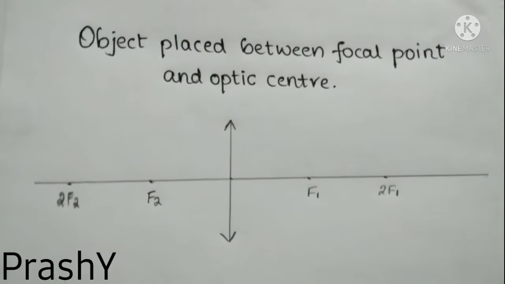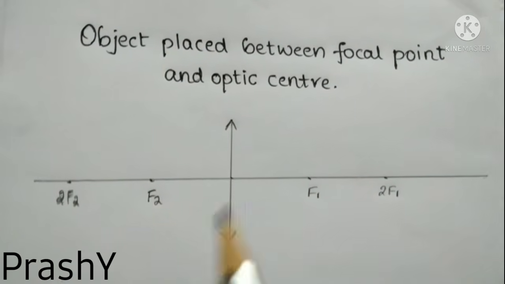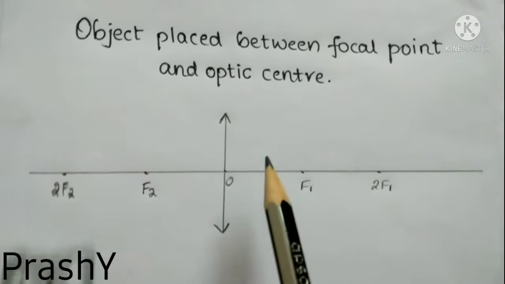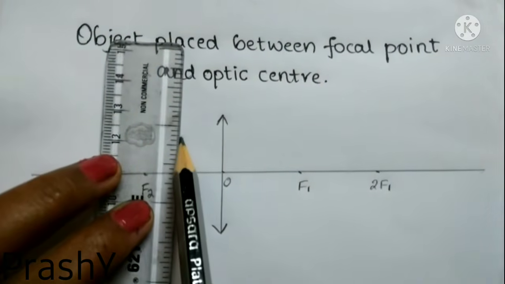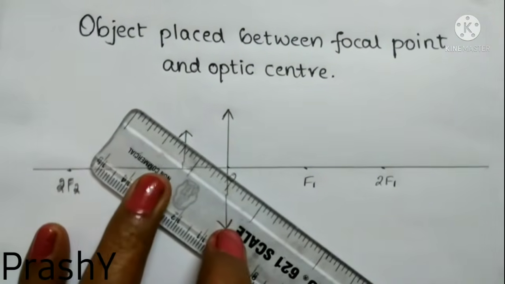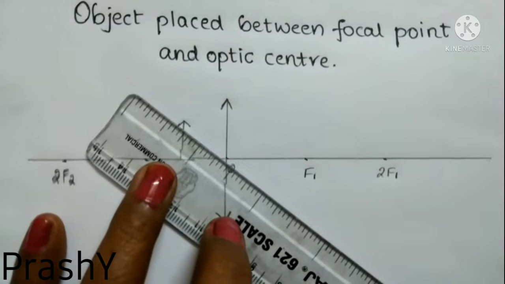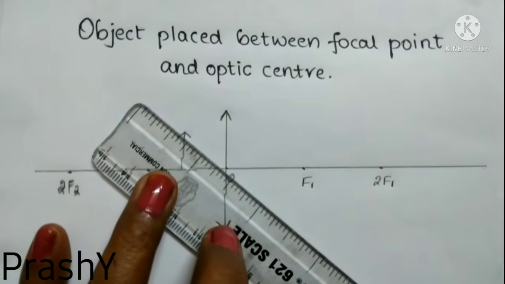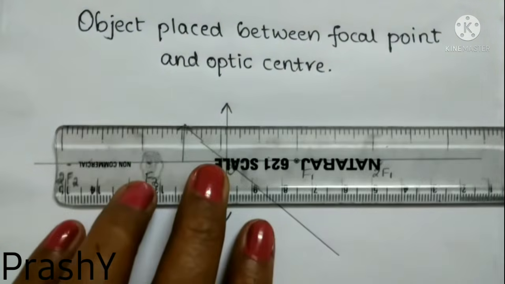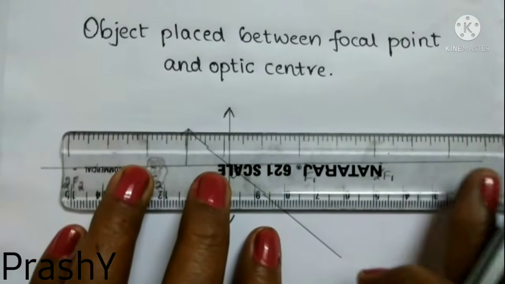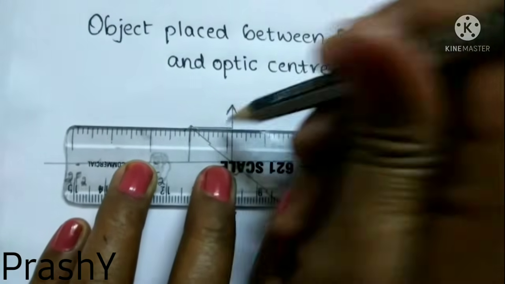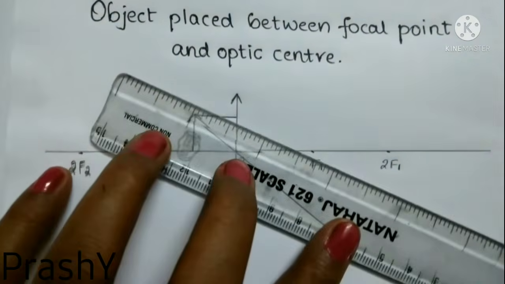Now moving to the sixth case, that is the last case, when the object is placed between focal point and optic center. So when the object is placed between O and F2. So again the same two rays I am taking, passing through the optic center. And another ray which is parallel to the principal axis, meets at the focus.